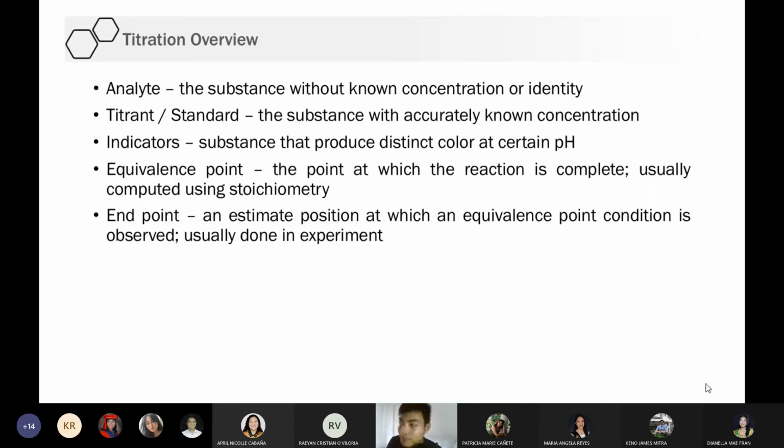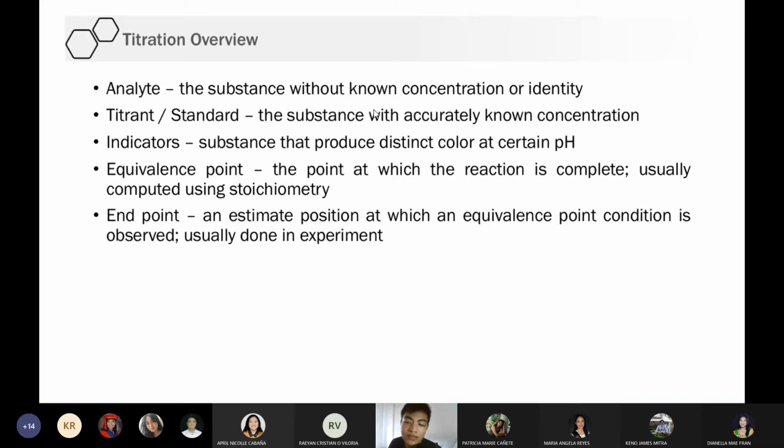Ang question doon is, paano mo malalaman kung gaano karami yung analyte? We react it with the titrant. Okay? We react the analytes with the titrant. Okay? So yung titrant or standard, no? Familiar na dapat kayo sa definition ng standard na sa chapter 2 to. So sabi natin doon, standard or titrants are substances with known concentration.